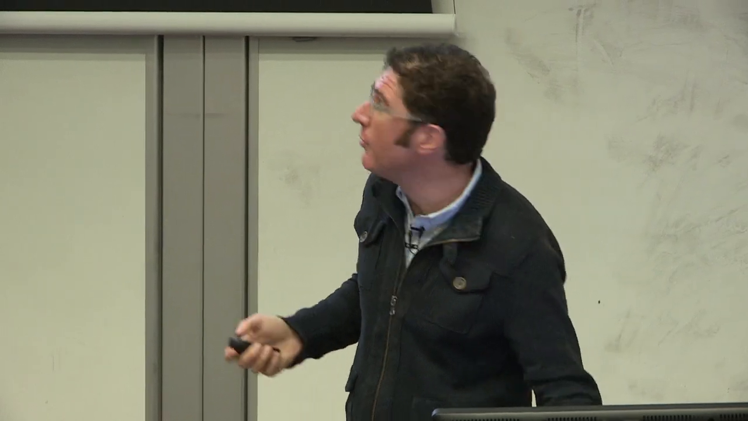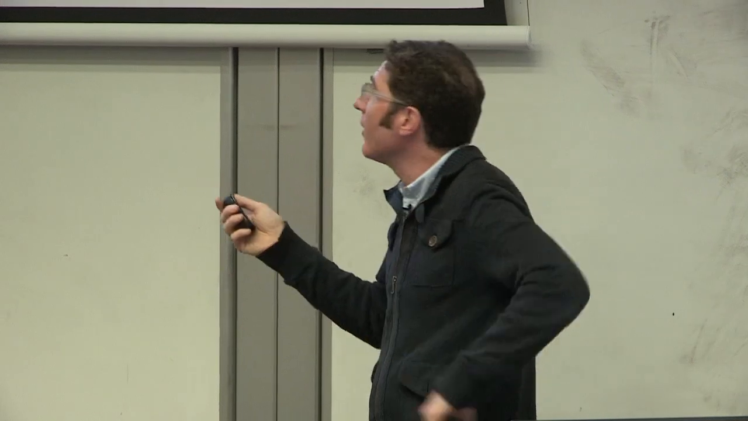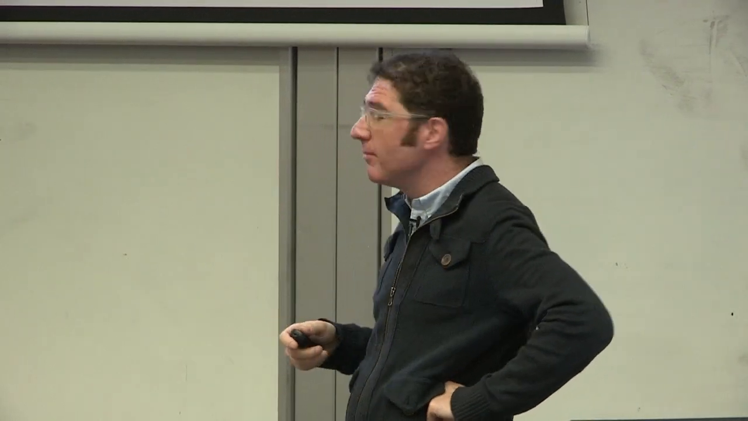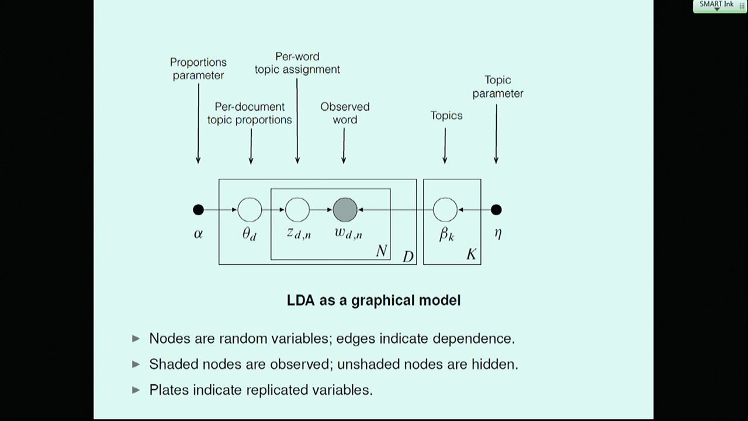I know most of you are probably familiar with graphical models. In case you're not, this is LDA as a graphical model. What's a graphical model? It's basically a graphical description of a probability model where nodes are random variables, and edges denote dependence, or formally possible dependence, between random variables. Shaded nodes are observed, unshaded nodes are hidden, and these plates, these rectangles, represent replication.